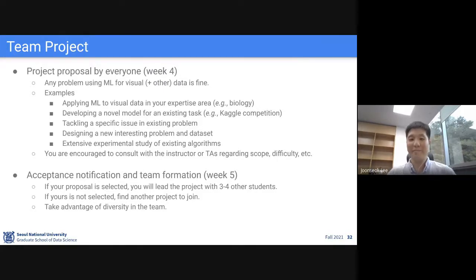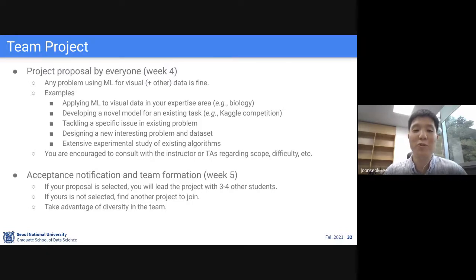Okay. And if your proposal was not selected, well, unfortunately, but that will be most of you, because that will be like 80%, you need to join another project. And I'm going to share a spreadsheet to match the teams, and you will be able to see the selected proposals there, and you can contact the leader to join the team. So that's how I usually form the teams.